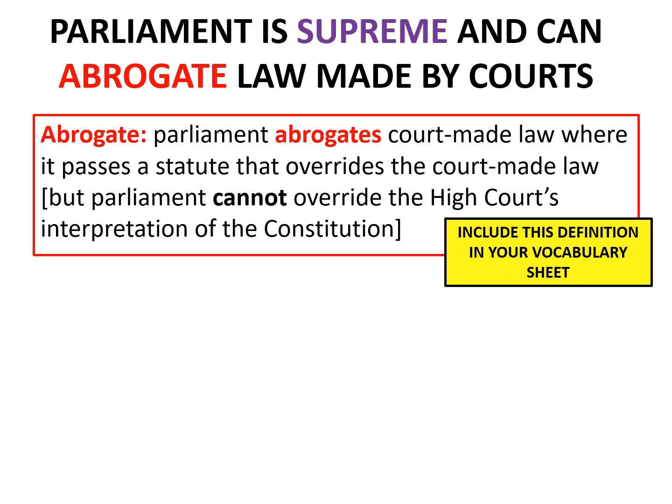As I've said though, while Parliament can abrogate most court-made law, the one thing that Parliament cannot abrogate is the High Court's interpretation of the Constitution.